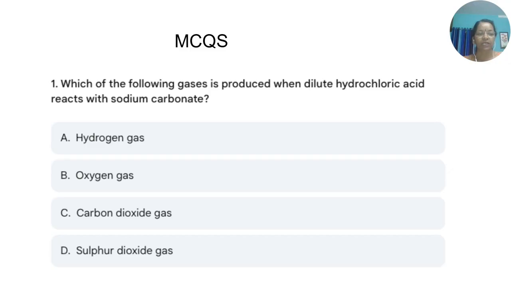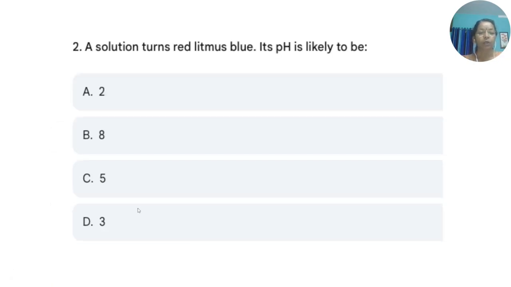The first question given here is, which of the following gas is produced when dilute hydrochloric acid reacts with the sodium carbonate? So acid plus carbonate. So the gas expected is carbon dioxide. Option C. Okay, next question.